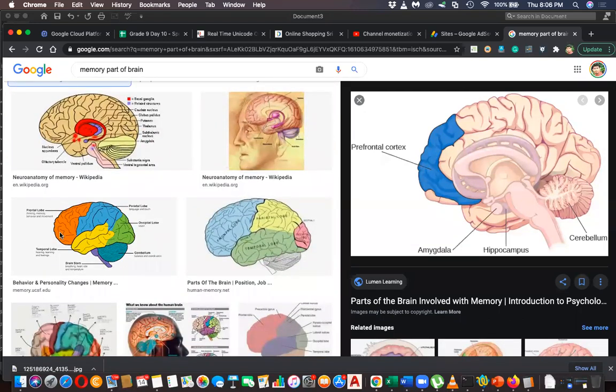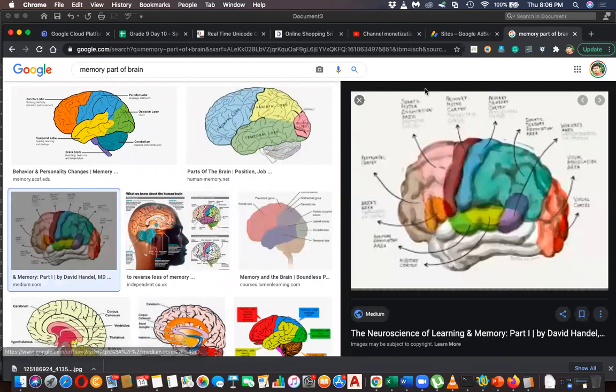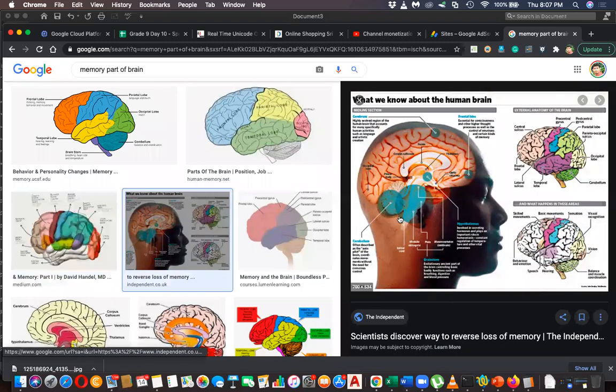It depends on the purpose basically. There are different parts in the brain. I don't want to teach you that now. Different parts in the brain relate to different things: memorizing, actions, taking decisions, calculations, likewise. So there are different parts in the brain related to different components.